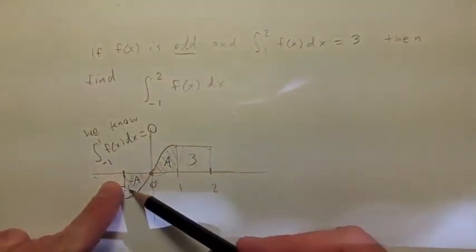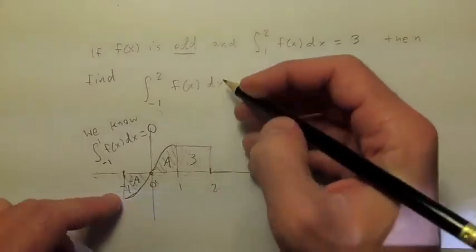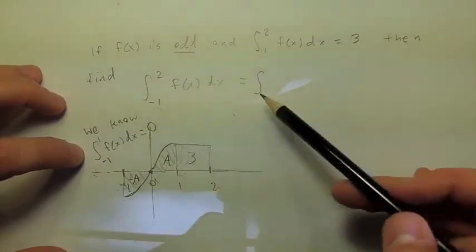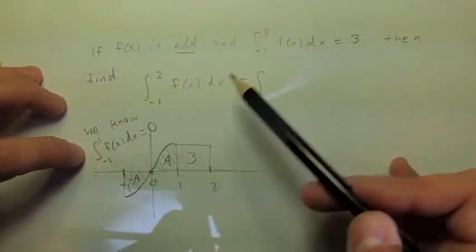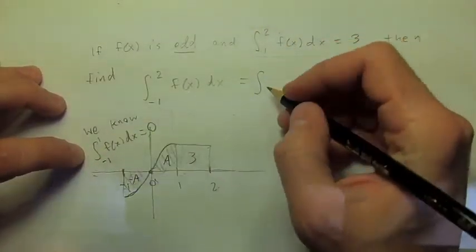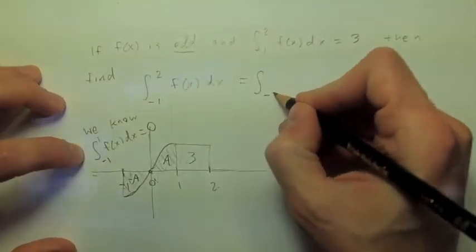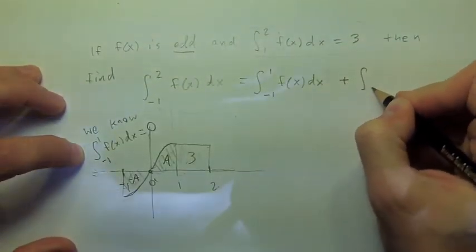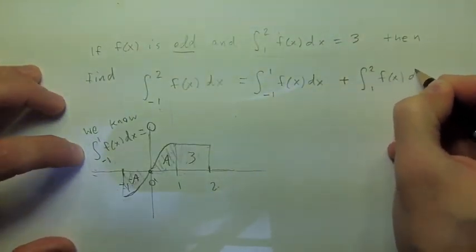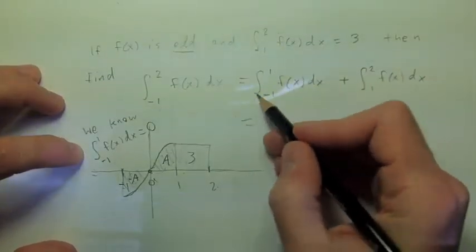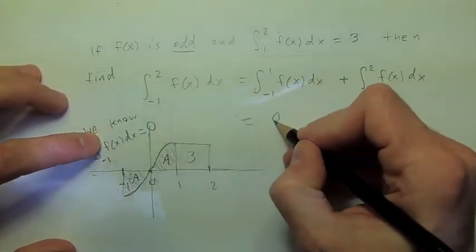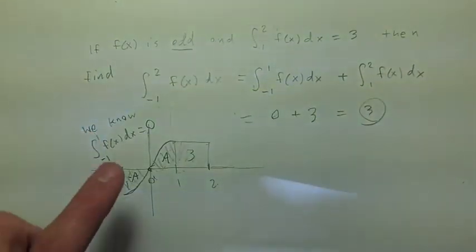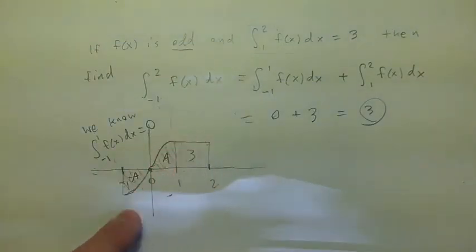Okay, so basically this whole area from negative 1 to 2, I'm going to break it into the pieces I have. What pieces do I have? I have 1 to 2, and I have negative 1 to 1. So negative 1 to 2 I can break up as the integral from negative 1 to 1 of f of x dx plus the integral from 1 to 2 of f of x dx, which is, okay, negative 1 to 1 I know is 0, 1 to 2 I know is 3, so it comes out to be 3. Now, of course, you probably realized that from here.